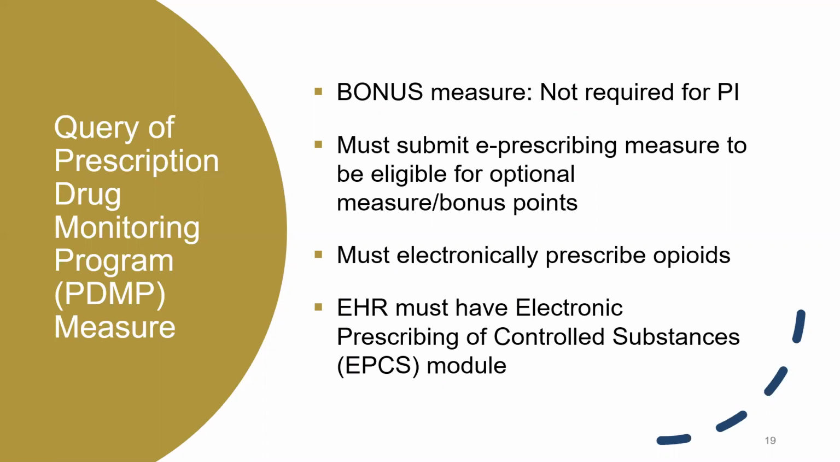So if you have less than 100 e-prescriptions and you are going to take the exclusion on that measure, you cannot grab these bonus points if you are using the PDMP. Also, clinicians must be able to prescribe opioids electronically, which would require that your EHR have the electronic prescription of controlled substances module.